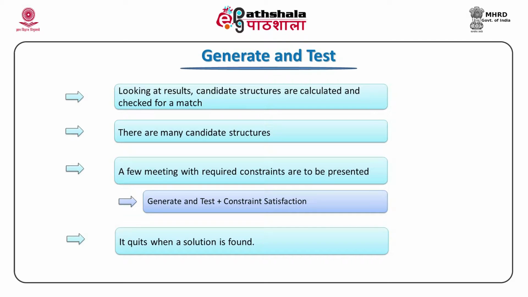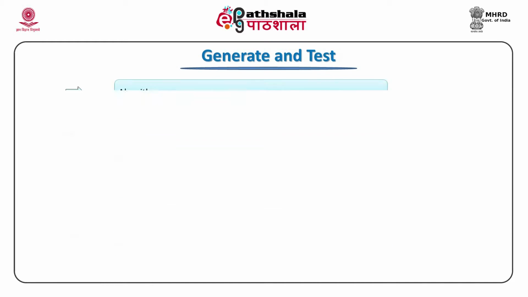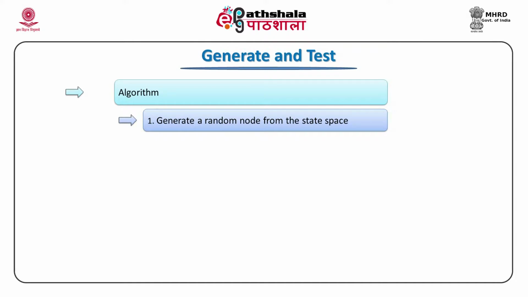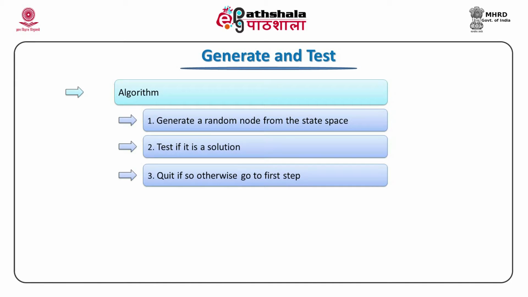So, that is a very good example of how one can use generate and test. In fact, the algorithm is pretty simple. Look at the slide. The algorithm begins with generating a random node from a state space, okay, my pocket for example, which I just did. Test if it's a solution. If the keys are there, I've got the solution, I quit. If it is not, I'll go to the first step.